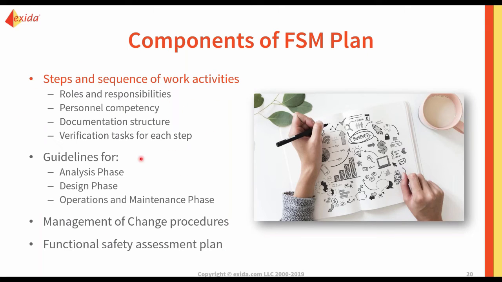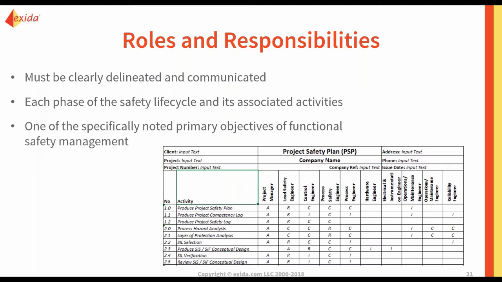So for each of those phases, for all of these activities, making sure that there are clear roles and responsibilities, the personnel competency requirements, the documentation structure, and the overall verification for each step is really the objective of that overall functional safety management plan. When we break down the steps and sequence of the work activities further, we can look at the roles and responsibilities.